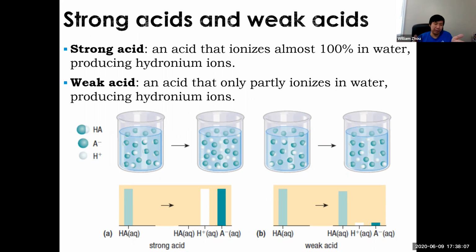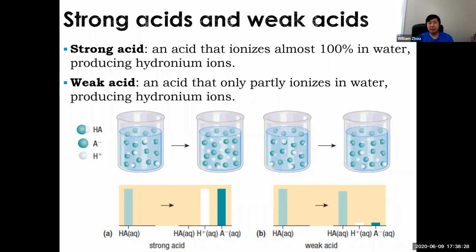The picture on the left, everything is ionized. You have a whole bunch of little white balls in the second beaker because they got released. But in figure B, the acids mostly stayed put. Only very few particles released their hydrogen, so that's weak.